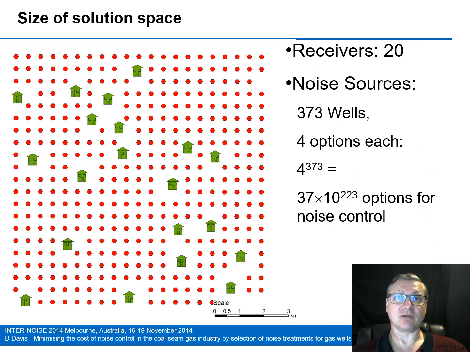If this type of schematic represents a coal seam gas field, where we have the red dots represent the noise sources and the green houses represent the noise receivers, then in this hypothetical space we might have 20 receivers and we might have 373 wells. If each of those wells has 4 possible options for noise control treatments, then you have 37 followed by 223 zeros of options of noise control combinations for those wells. That is a large number.